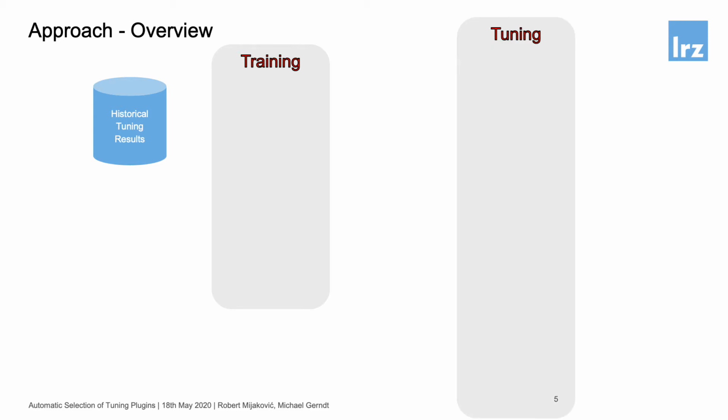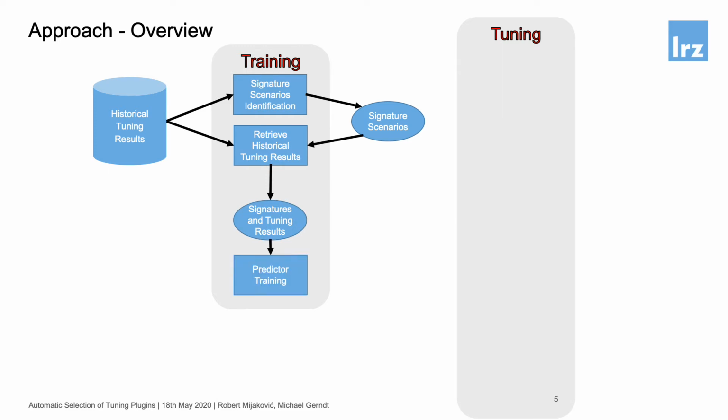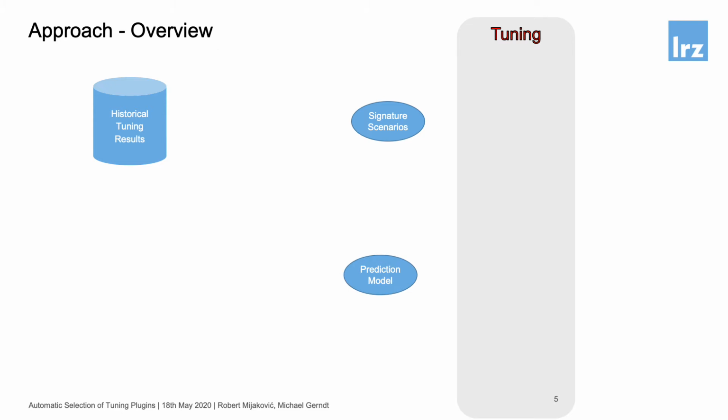The training process starts with the identification of signature scenarios, which are the best possible characterization of the search space, and crucial for good prediction of the tuning potential of a program. Once the signature scenarios are known, they and the tuning results about past tuning events can be fetched and used to train the predictor and create the prediction model. With these 2 components, the signature scenarios and the prediction model, we have both components that are actually necessary to do tuning.